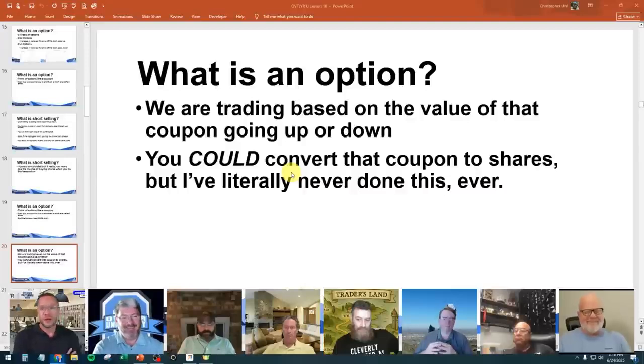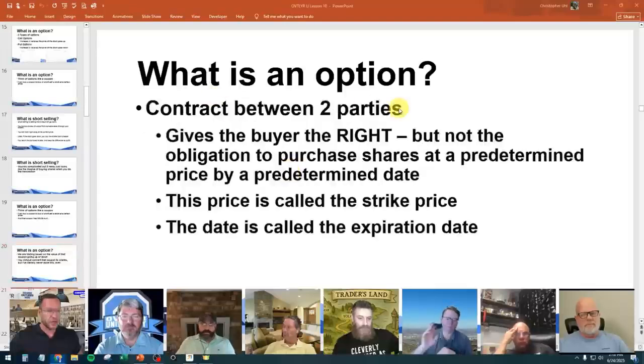Now, you could convert that to shares at some point in the future, but I've never done this. Never once whatsoever have I actually taken delivery of shares. And so you don't ever have to stress on that. You can if you'd like to. You have the right, but you don't have the obligation to do so. So consider it like trading coupons here. Now, it's a contract between two parties, like I mentioned earlier. It gives the buyer the right, but not the obligation, to purchase the shares at a predetermined price, the strike price, by the predetermined date, the expiration date.